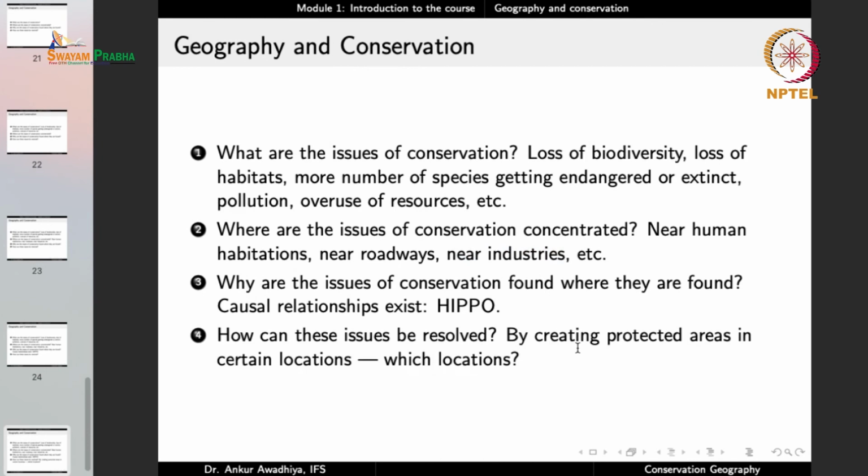Now, the resolution of these issues can be done in several ways. For example, if we know that near the roadways we have the problem of the loss of biodiversity, we can put up certain solutions to this problem. We can say that on this road the speed limit will be set so that animals do not get into accidents. So we can set up things like speed breakers so that the speed of the vehicles reduces.